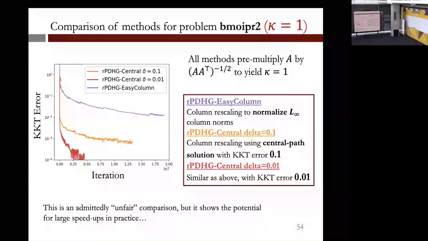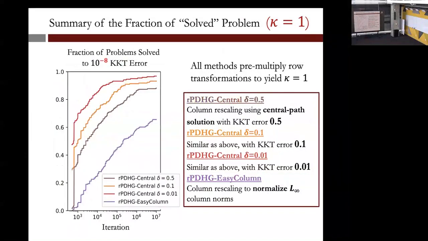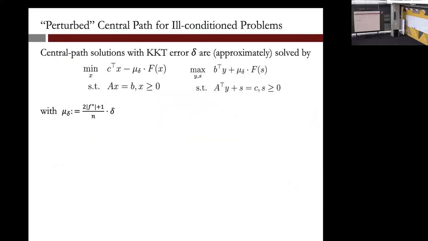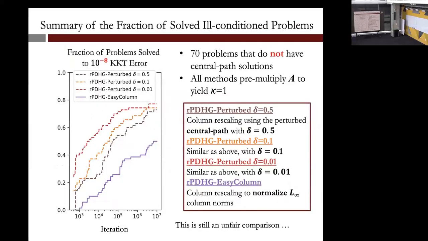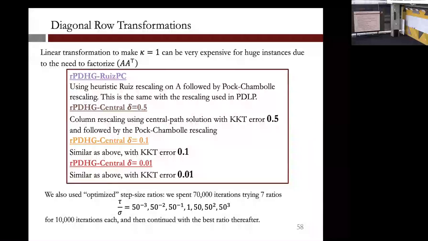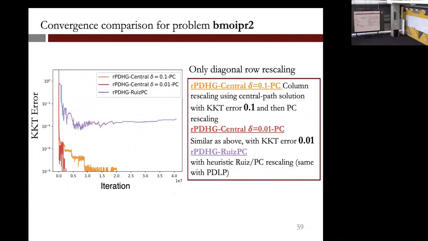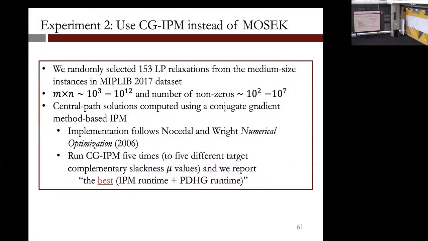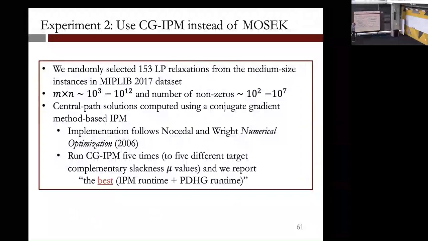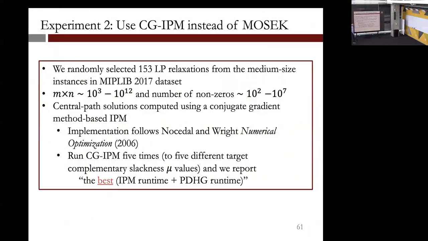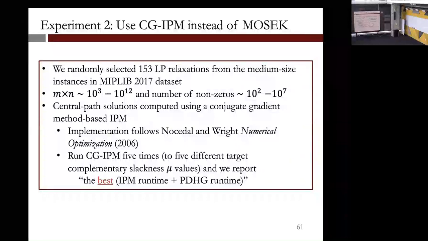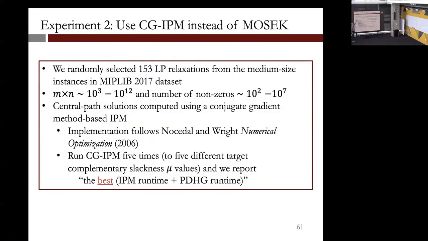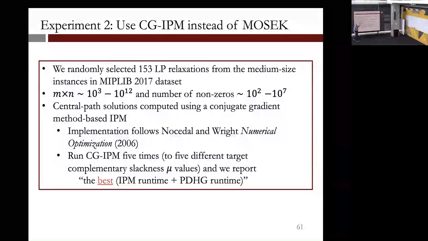Okay, so what I'm going to try and do then is let me skip ahead and show you. Okay, so here's what we did. We randomly selected 153 LP relaxations from this set. Now the problems are much bigger. Well, m times n, 10 to the 3 is not so big, but 10 to the 12th is big.